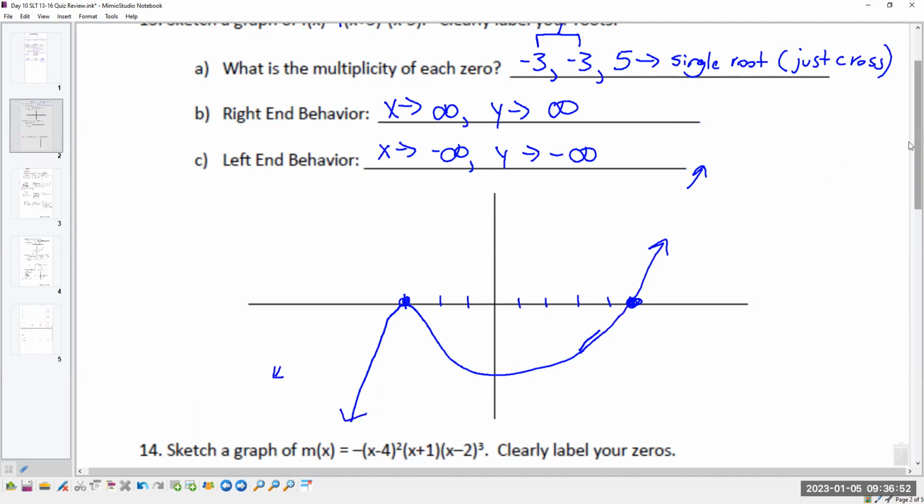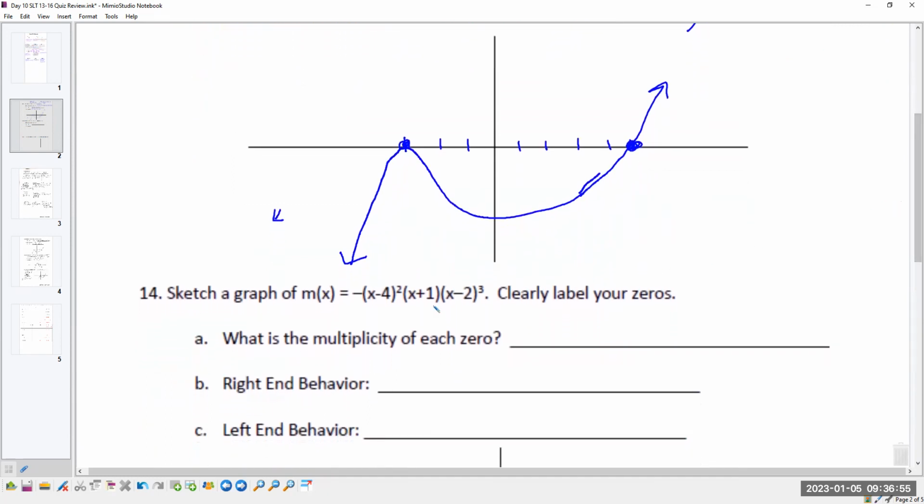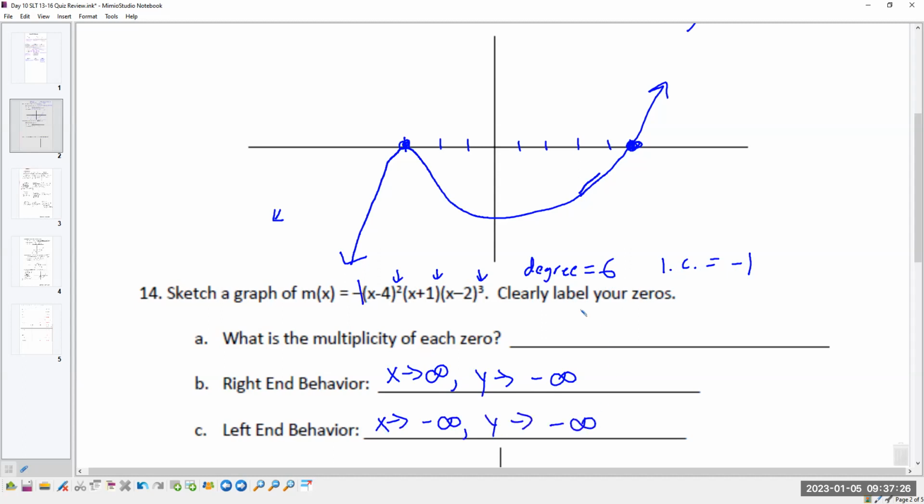Okay, now number 14, I'm going to go about the same way. I'm going to look first at the degree. So this is 2, 3, there's a 1 here, plus 3, the degree is 6. And this negative here is a leading coefficient that is -1. So on the end behavior, even and negative, as x goes to infinity, y goes to -infinity. And as x goes to -infinity, y also goes to -infinity.